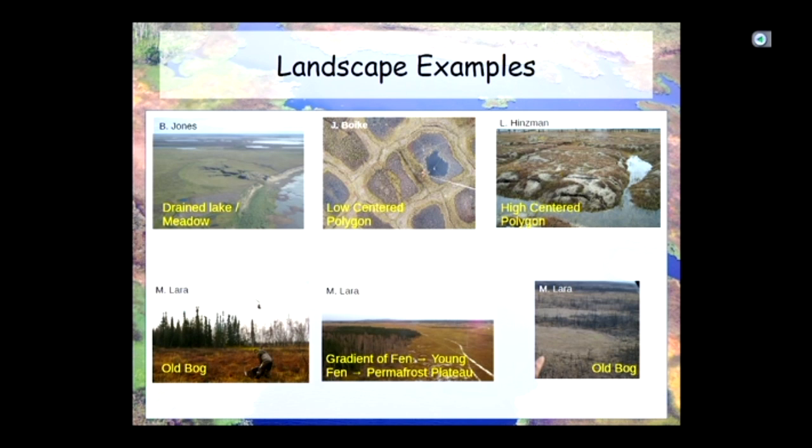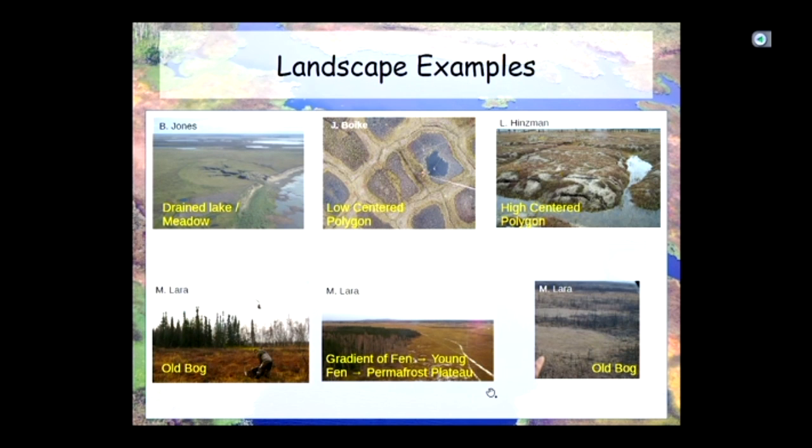So these are just examples of some of the landscapes that we are trying to simulate. Here's a drained lake or a meadow. The ice wedges have been degraded and thawed. Here's the low center polygon, which eventually will evolve into a high center polygon. So this is for the Arctic tundra.